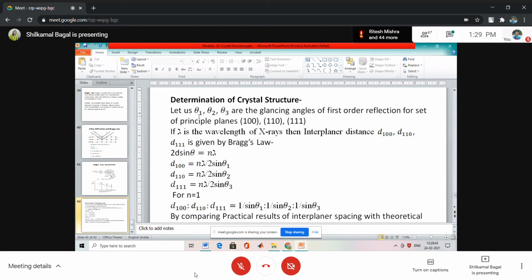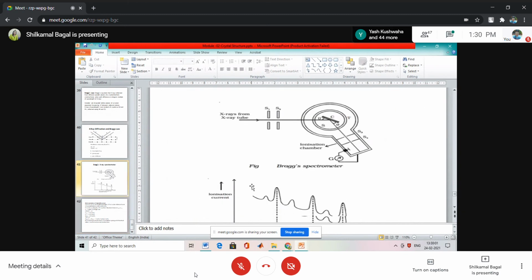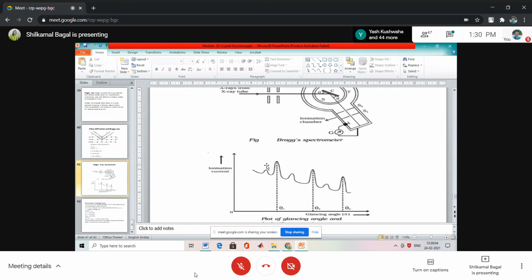Suppose theta 1, theta 2 and theta 3 are the glancing angles for first order reflection for the set of principal planes 100, 110 and 111. This graph will continue again for the next two sets of planes. The intensity current will reach a maximum, then it will decrease, then increase again, and then the same for the third set.